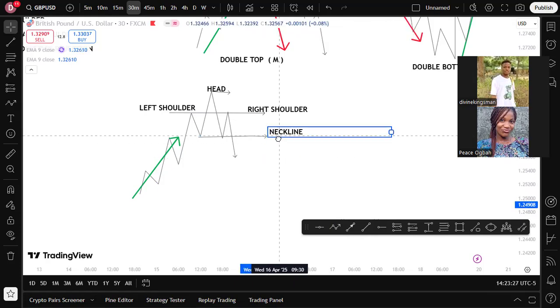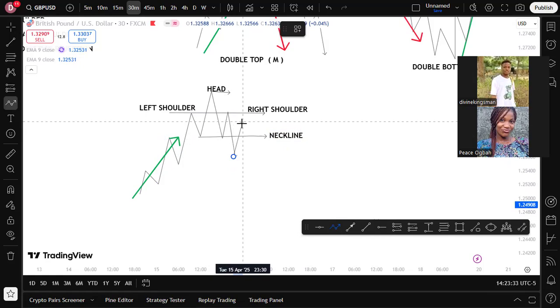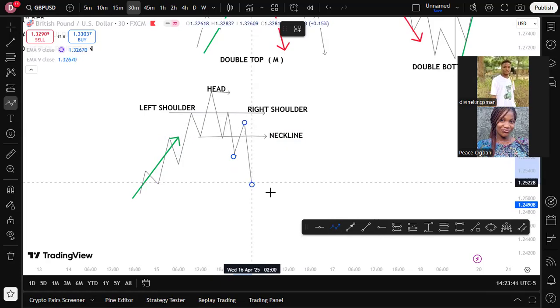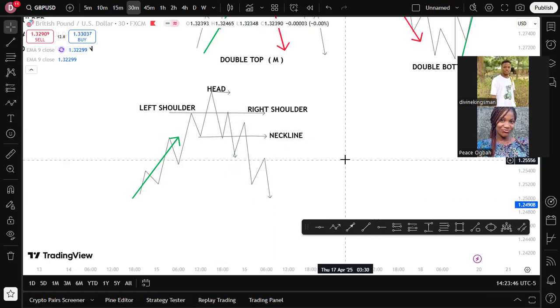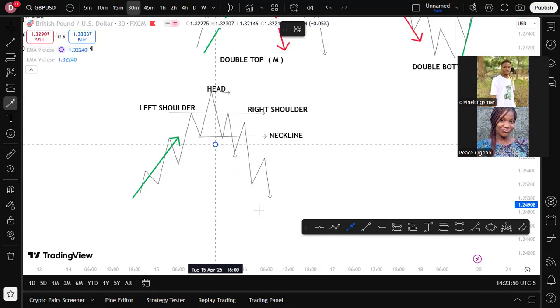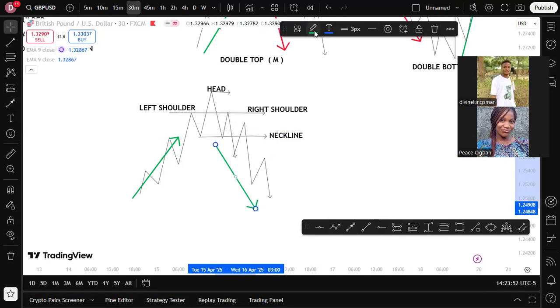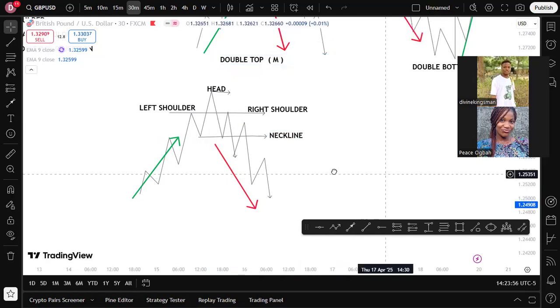So now what you see in the market when this head and shoulder pattern forms is something like this. It will pull up a little, either to here, to the neckline, to retest it, or maybe to this point, and then it will start going down, right? So it starts pulling back down like this. This is an example of a head and shoulder pattern.